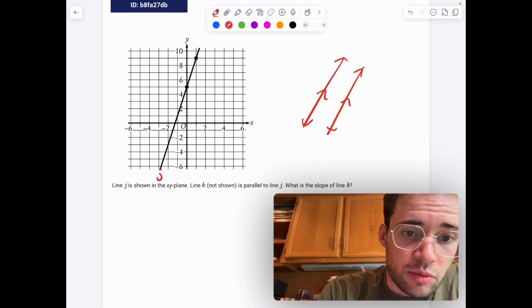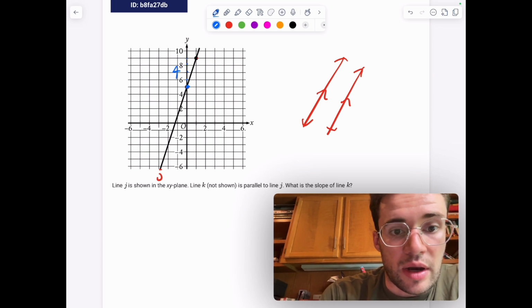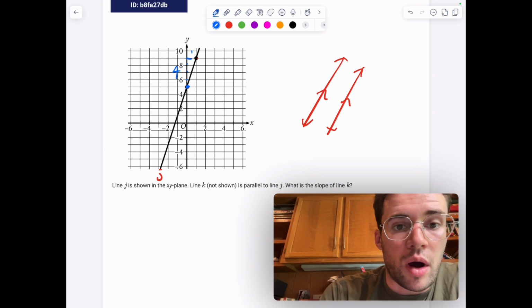And we can do that. They gave us 2 points even, which is very nice of them. They marked them with these little dots. So we just figure out it goes from 5 up to 9. So it goes up 4, 1, 2, 3, 4. You can count if you want, or you can do 9 minus 5. And it goes over 1.